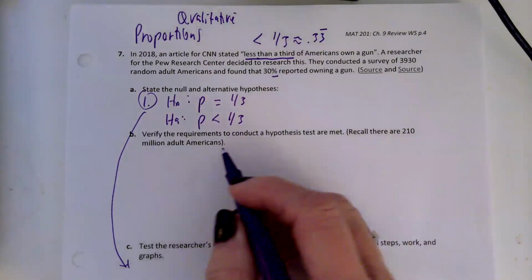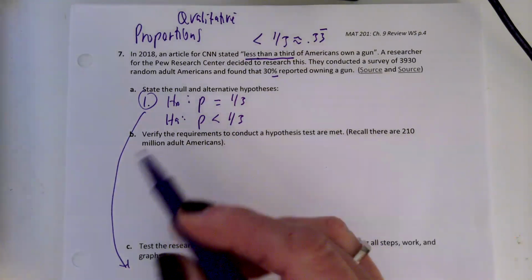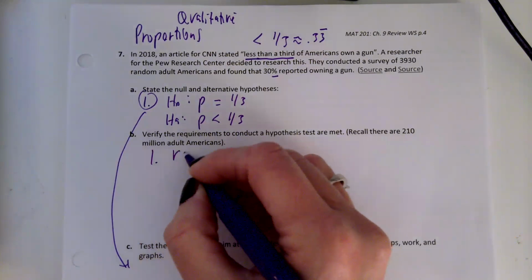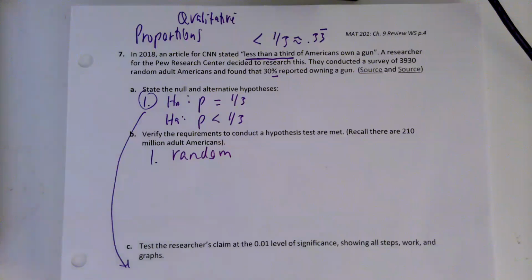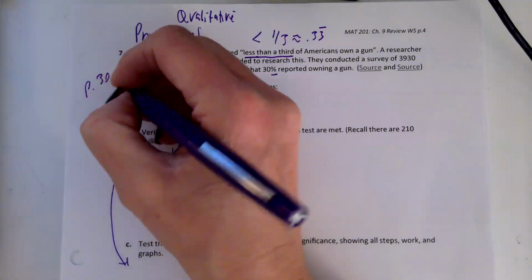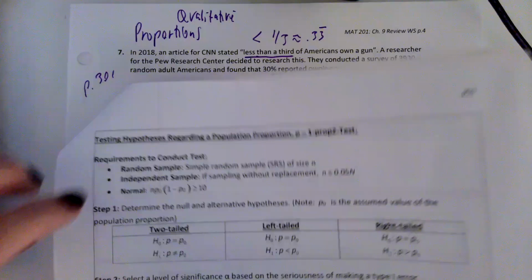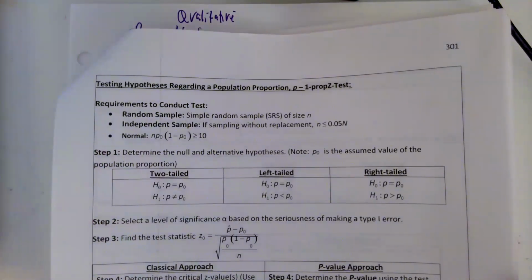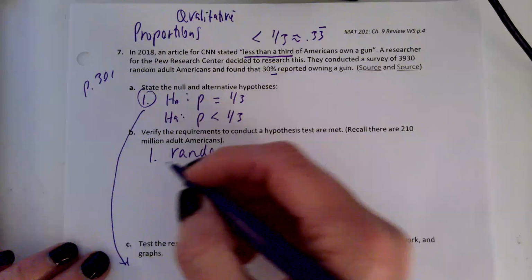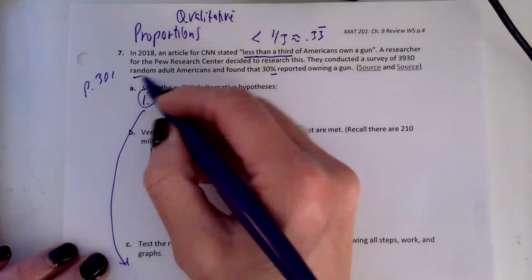So part B says verify the requirements to conduct a hypothesis test are met. And it says recall there are about 210 million adult Americans. So our first requirement, which you can find using page 301 in our formula packet. You can see the requirements to conduct a test are right here. These are what we worked on in chapter 7. Okay. So random sample. And they did do that. It says random adult Americans.